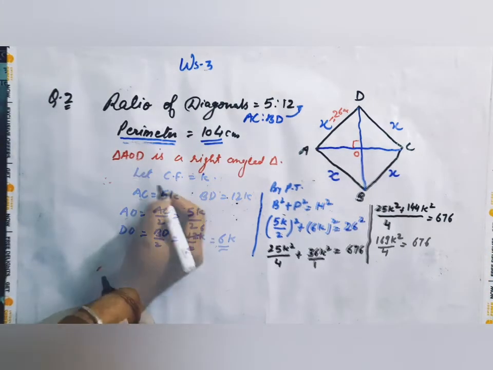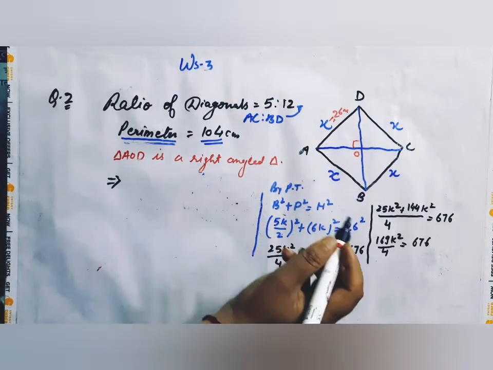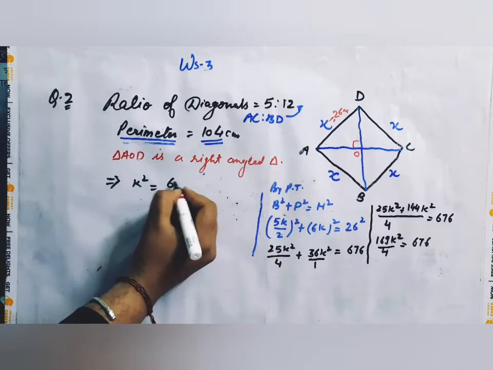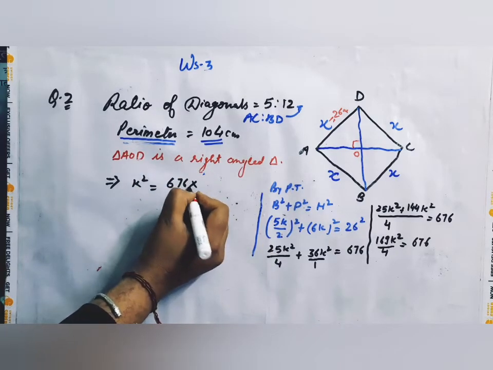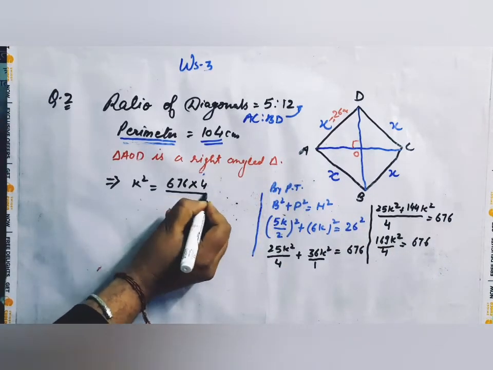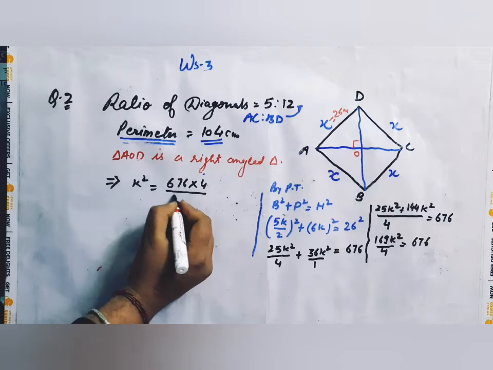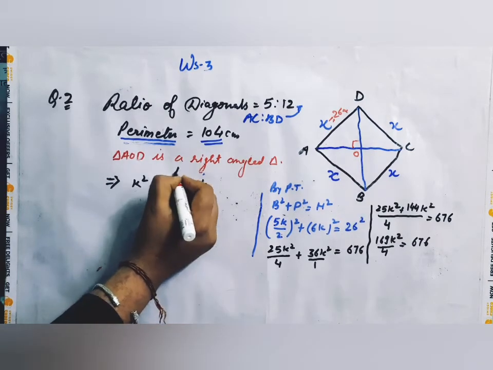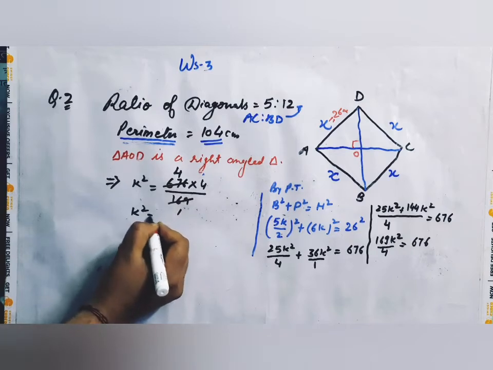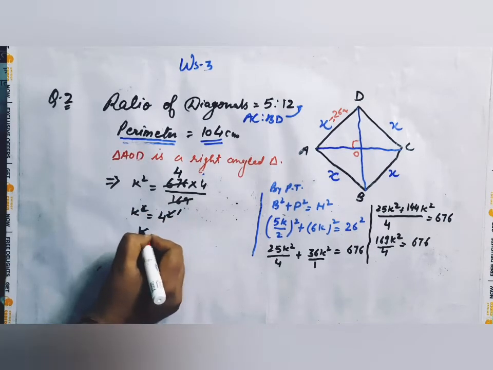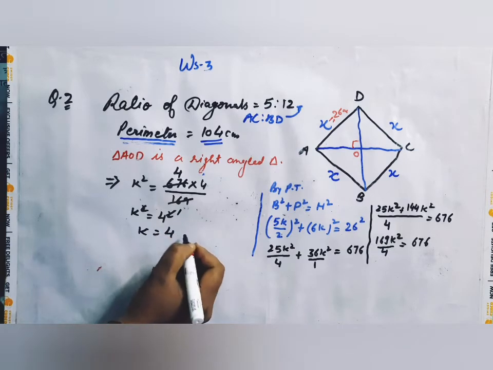This will be equal to, then, K square will be equal to 676 multiplied by 4, and this 169 will go in the denominator. So 169 fours are 676, and K square will be equal to 4 square. The square is cancelled. K will be equal to 4 centimeter.